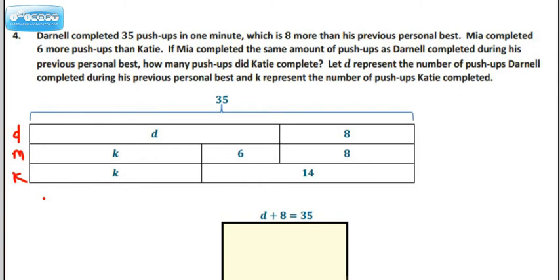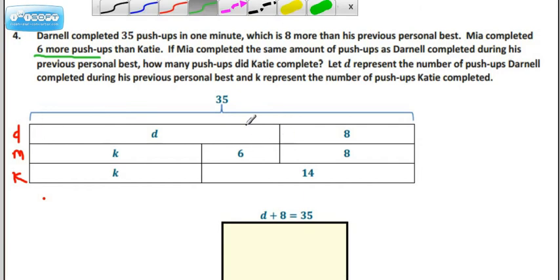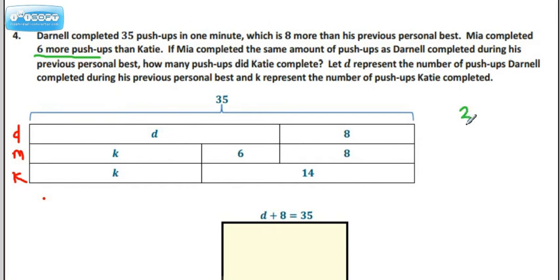Now the next little detail that they give us is that Mia completed 6 more push-ups than Katie, and we also need to know that this number here that we get is going to be important. If we were to figure out what D plus 8 equals 35 gives us, that might help us to understand what to do next. So let's think about that value. We're going to subtract 8 from 35 so that we can think about what this D must look like.